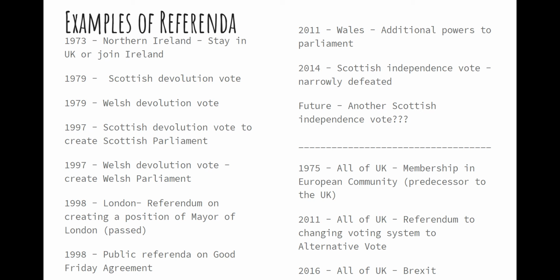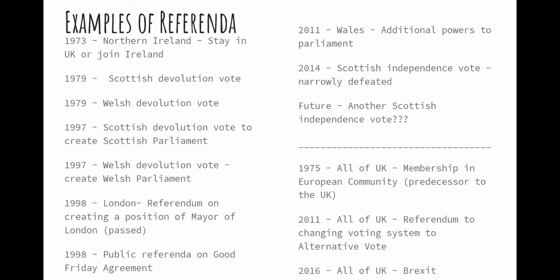So this is one type, where Scottish independence is another important one, which was narrowly defeated in 2014. And because Scotland was so pro-Remain in Brexit, there might actually be another Scottish independence vote coming in the next 5 or 10 years if the stars align within Parliament. So there's that style of referendum.